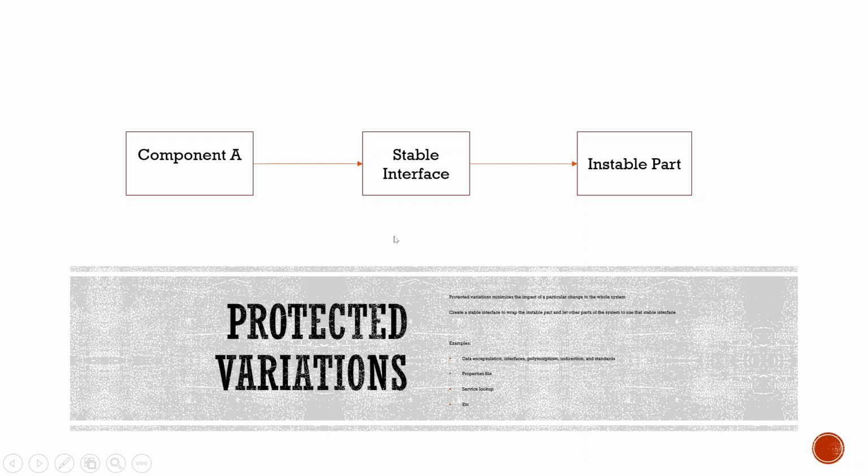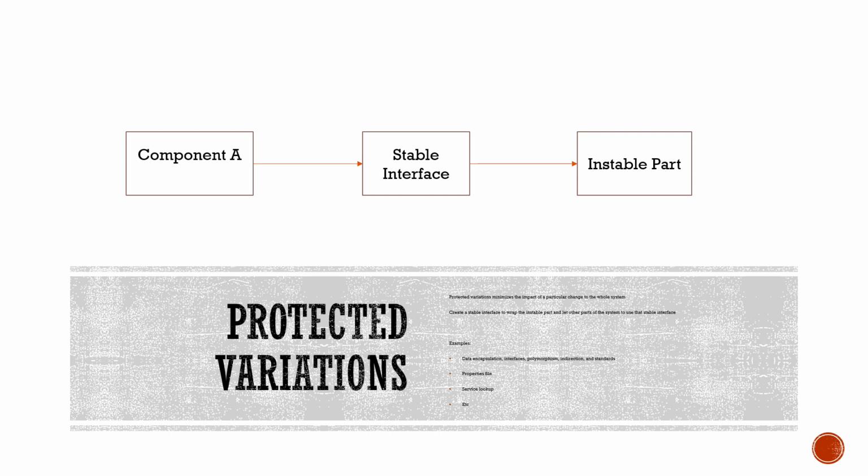This is the last pattern that we'll discuss. It's called protected variations. Protected variation minimizes the impact of a particular change on the whole system. What we need to do is to create a stable interface to wrap the unstable part and let other parts of the system use that stable interface. So it's like an indirection, but with the focus of protecting a particular component from instability. It's one of the motivations of indirection.